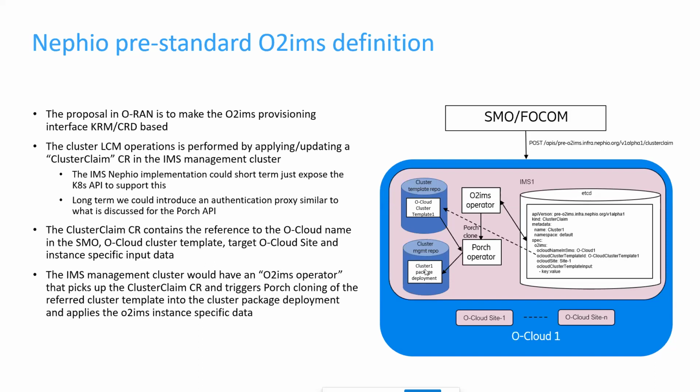A quick question. When you say Porch operator, you're talking about the regular Porch, right? You put it inside the IMS. Did you mean something else with Porch operator there? No, it's just regular Porch. I don't see that we need to do any changes there. That would basically just be a standard package deployment, just the way it looks like today in Nephio.